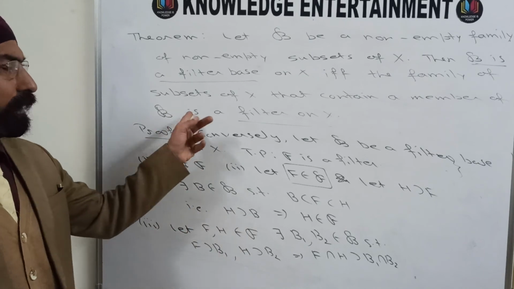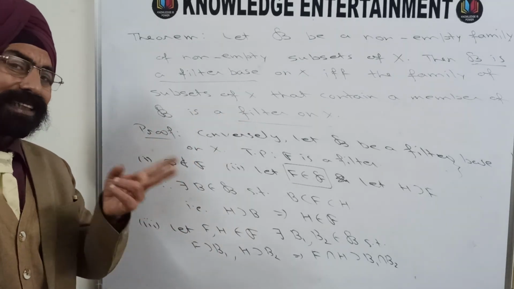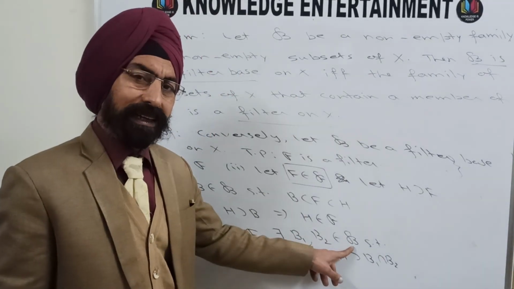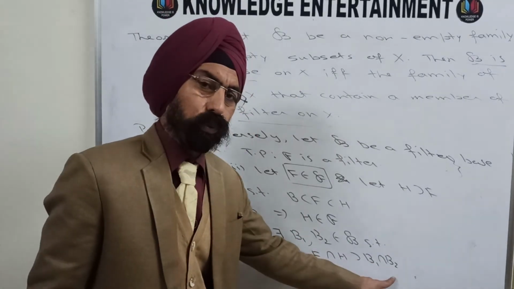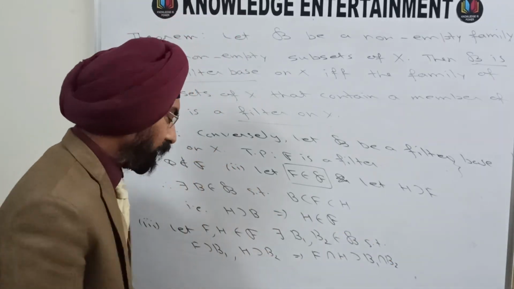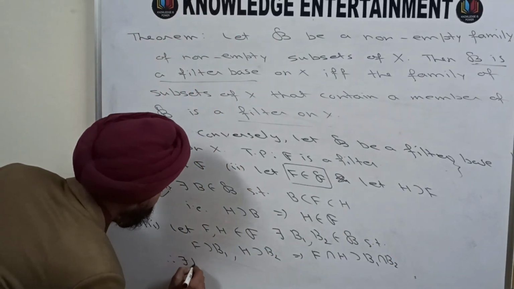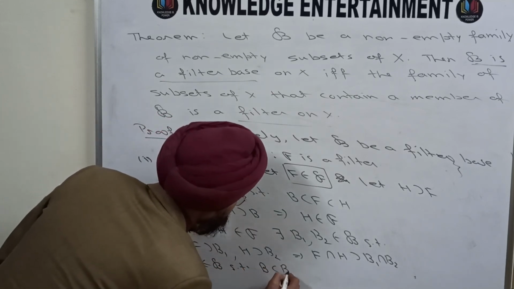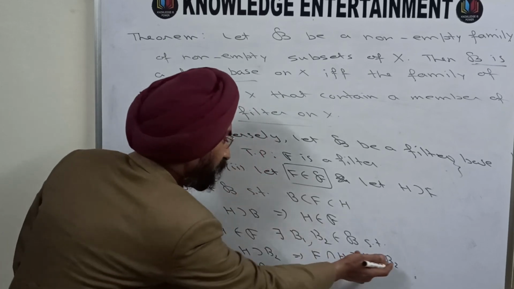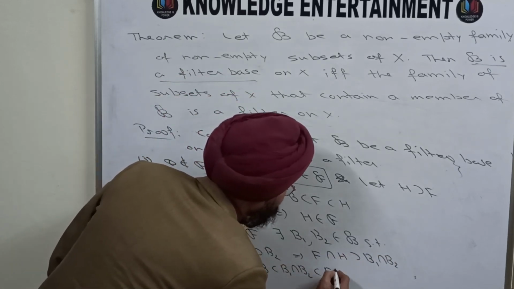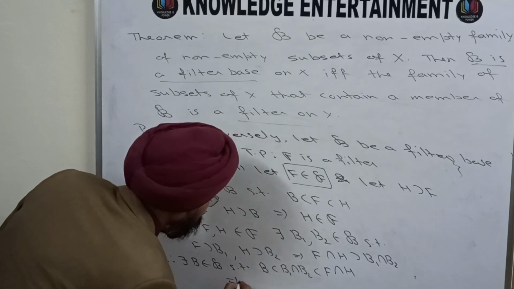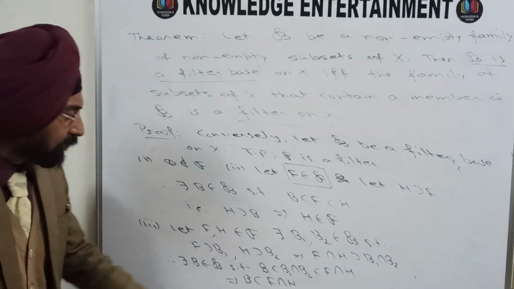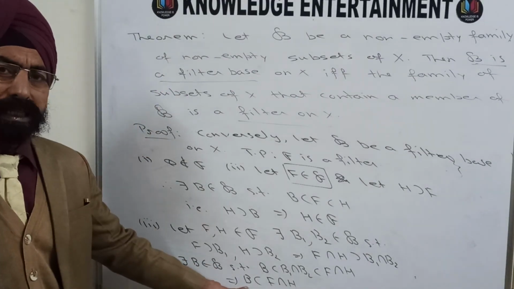But what is B? B is given to be a filter base. And by the second condition of filter base, if B1 and B2 are in the filter base, then B1 intersection B2 must contain a member of B. So therefore there exists B in B such that B is contained in B1 intersection B2, but B1 intersection B2 is contained in F intersection H. This means B is contained in F intersection H. That means this F intersection H contains a member of B.